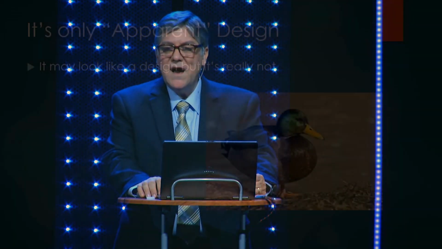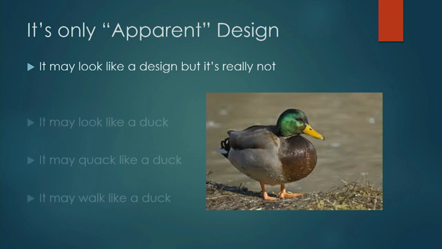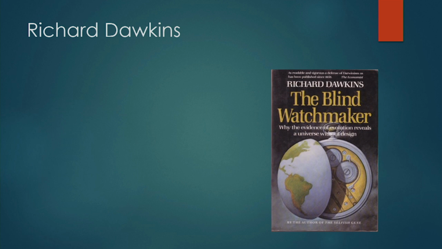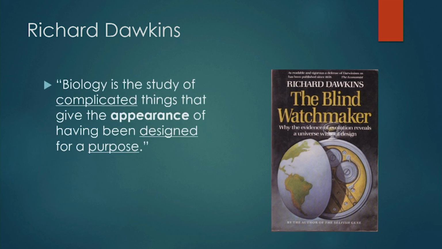But we're taught to believe that it is a result of an unguided, random process. Big difference. Now, the evolutionists can't quite handle this, so it's really only considered apparent. It may look like a design, but it's really not. In other words, it may look like a duck, it may quack like a duck, it may walk like a duck, but it's really just an illusion. So you have Richard Dawkins, the famous biologist, atheist, who goes on the campus lecture circuit, has written a dozen books or something. He says this: biology is the study of complicated things that give the appearance of having been designed for a purpose. Oh, it couldn't actually be that way. No. It's just an illusion.